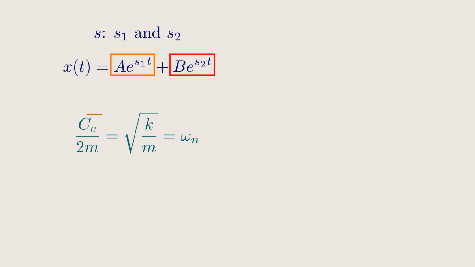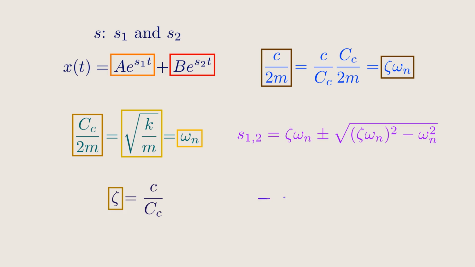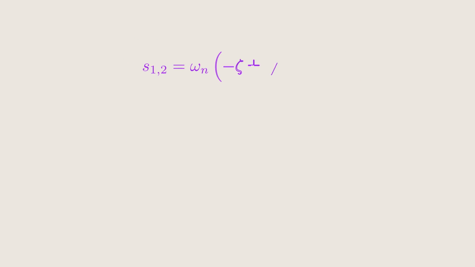For simplicity, let us define the critical damping coefficient, C sub C, and the damping factor zeta. In addition, we also have the natural frequency, omega sub n, which is equal to square root of k divided by m. Conveniently, the expression of C over 2m can be simplified in terms of zeta, and the same can be done onto S. Therefore, we have got the final expression for S. Let us take a closer look at the expression of S.